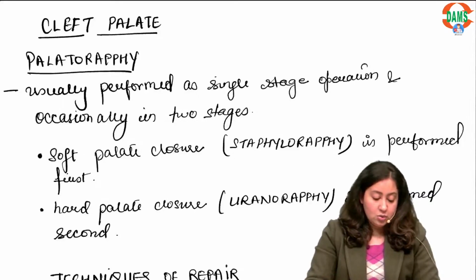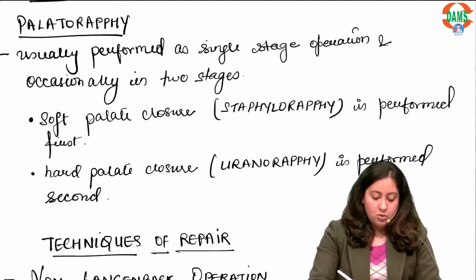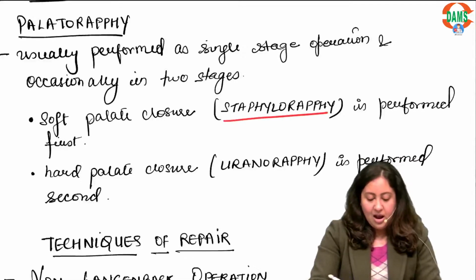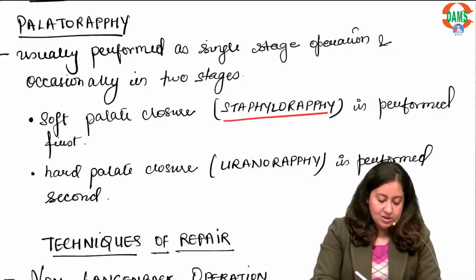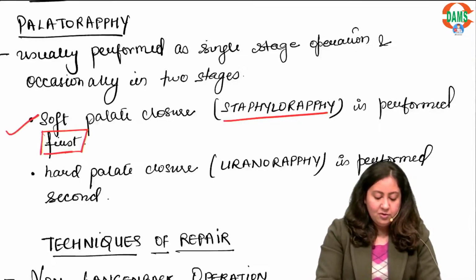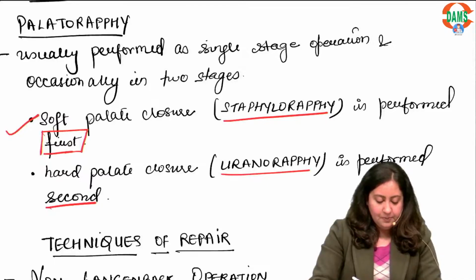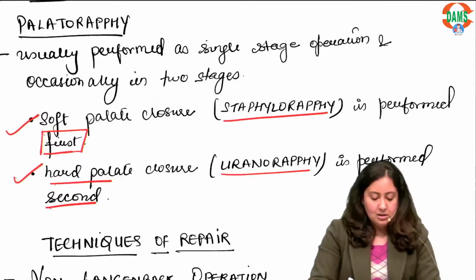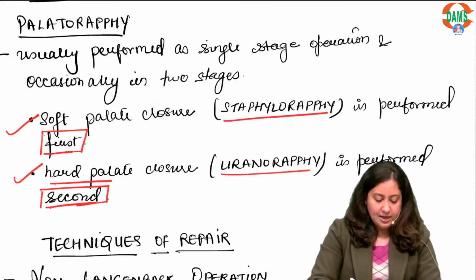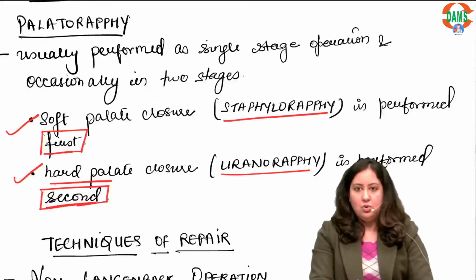Alright, so let us see. Soft palate closure, that is staphylorrhaphy, is performed first. Hard palate closure, uranorrhaphy, is performed second. Hard palate closure is done second in a staged procedure only.